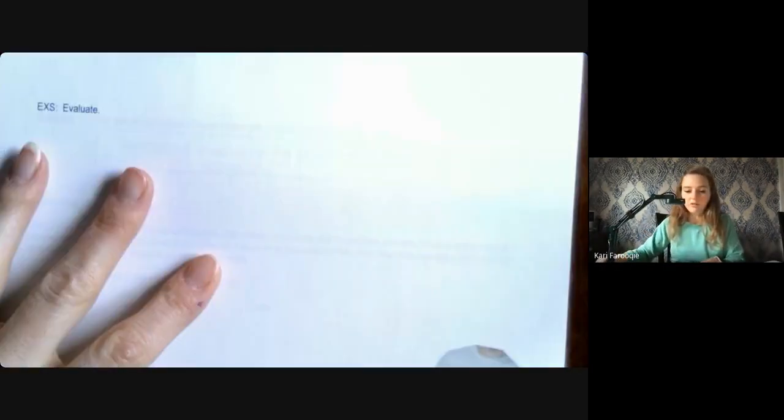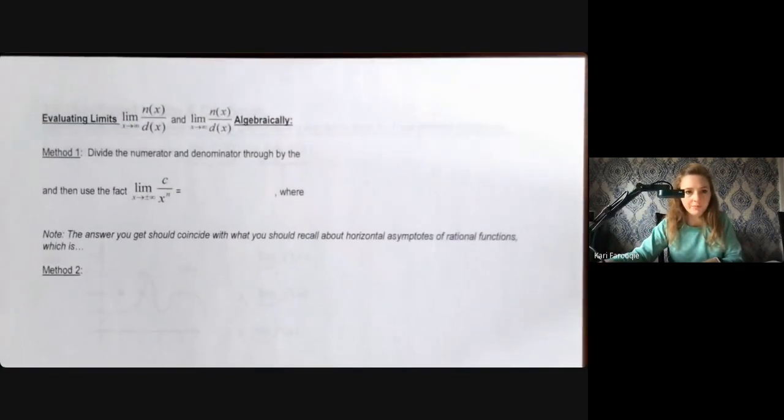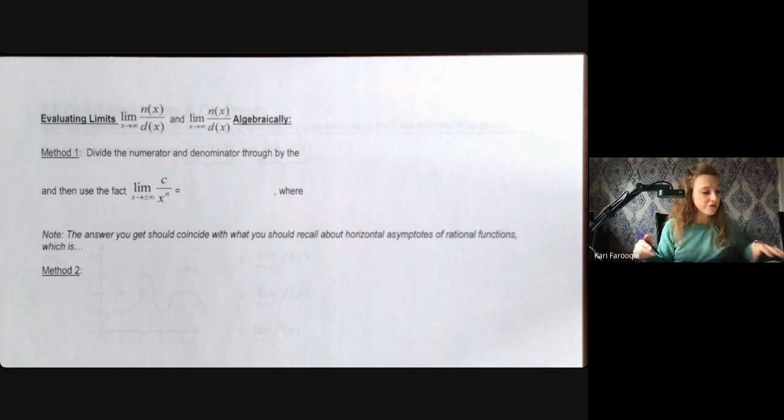All right, last thing we're going to do here is we're going to evaluate some limits of rational functions. So remember that rational functions are functions that can be written as one polynomial over another polynomial. When you think rational, you should be thinking ratio. And when we think about a ratio, we think about a fraction. So these are functions that are written as a fraction of 2 polynomials.